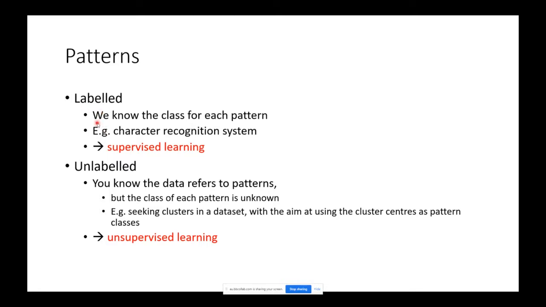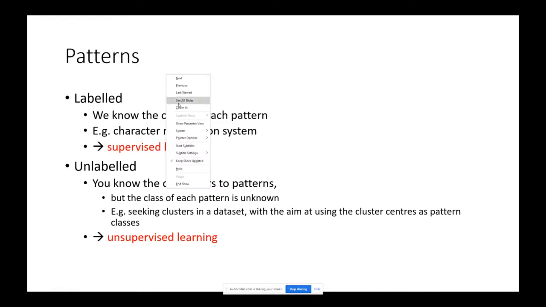It means that we know the class of each pattern, such as in a character recognition system. So if I want to develop a system that sees a handwritten digit by using a camera, and I want to classify this digit, of course, the system doesn't know a priori what this digit is, but it's been trained with labeled data, meaning it's been trained with a number of images from various digits, and each one of these images is labeled with a particular class.